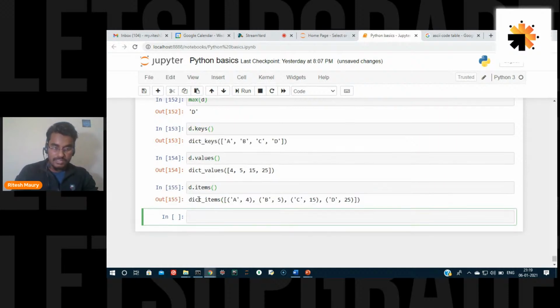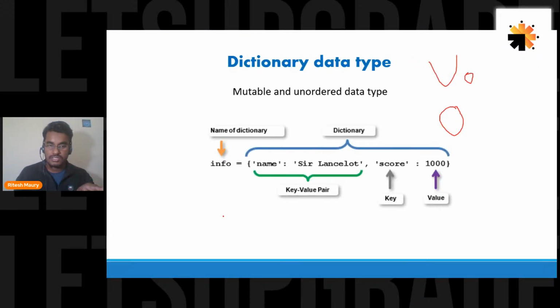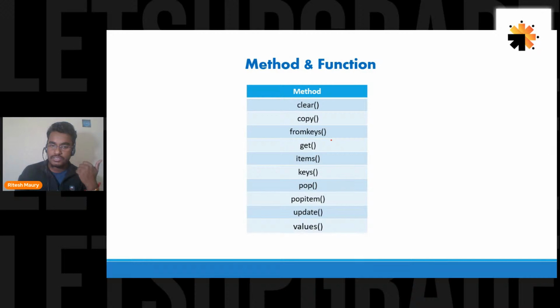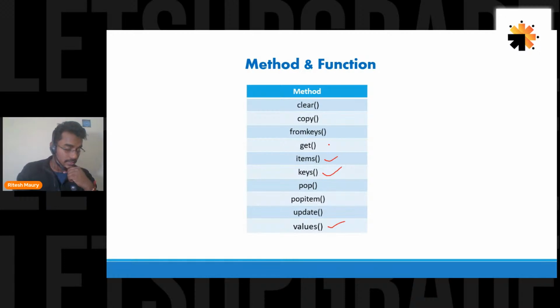Items: a item is 4, b item is 5, c item is 15, d item is 25, this way. Any other function or method? A dictionary is mutable and unordered. Dictionaries are key-value pairs. These are methods. What we did: keys, values, items. A few are remaining before going to the next one.